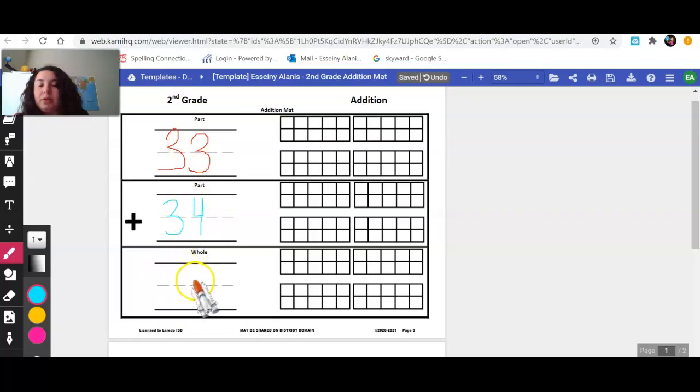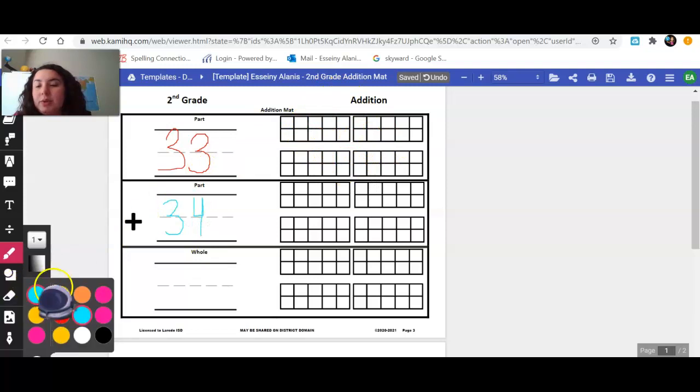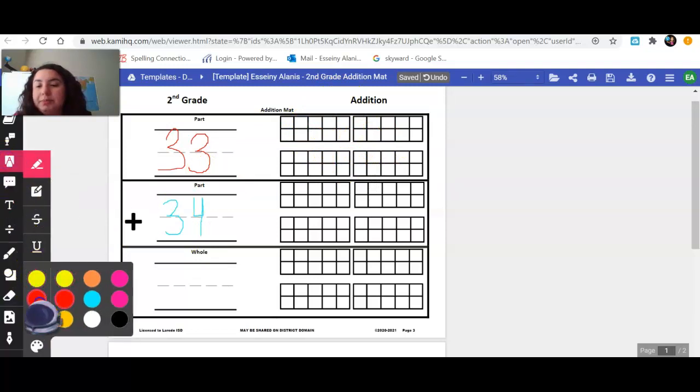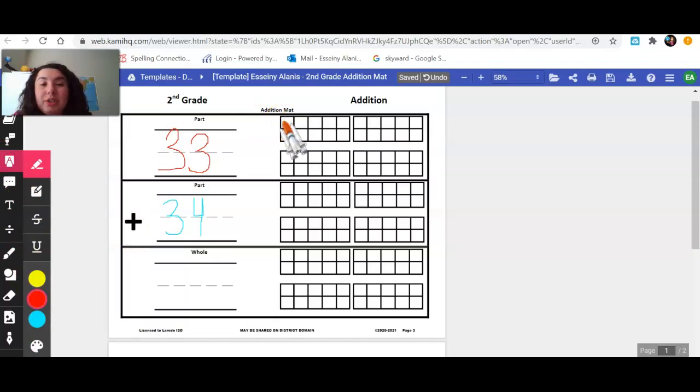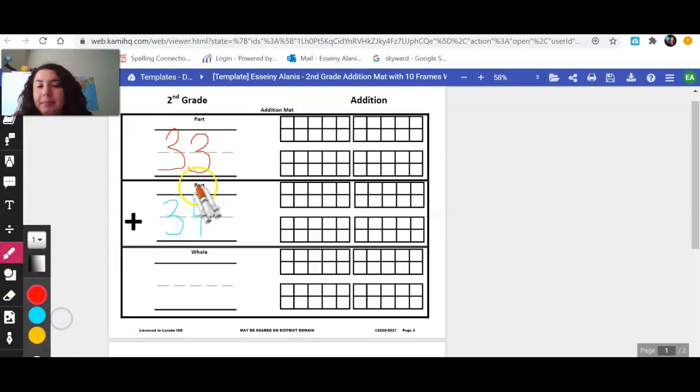33 plus 34 equals the whole. A part plus a part equals a whole. So now how do I figure it out? I'm going to take my addition mat and I'm going to draw my pictorial model. I'm going to highlight. Remember, I need to understand that this automatically is 10. So I have 30. That means that I need to highlight 3 of them. This whole thing is 10, so I need 3 of them, and it didn't let me highlight. But I'm just going to color it in, okay?